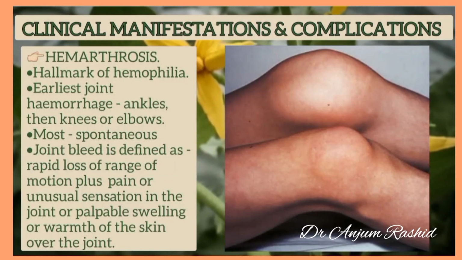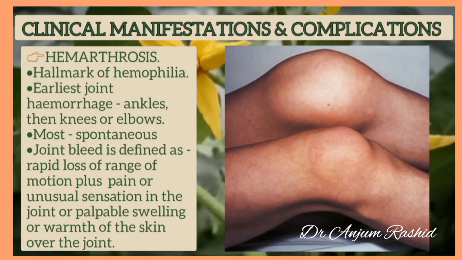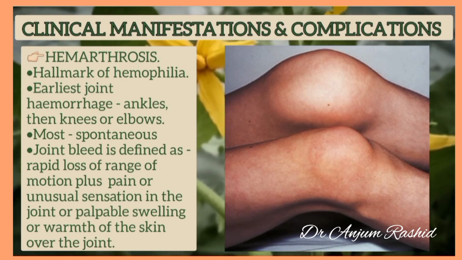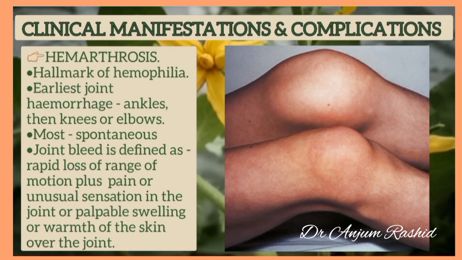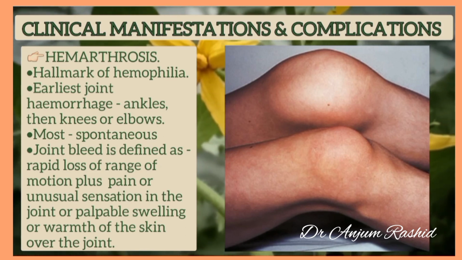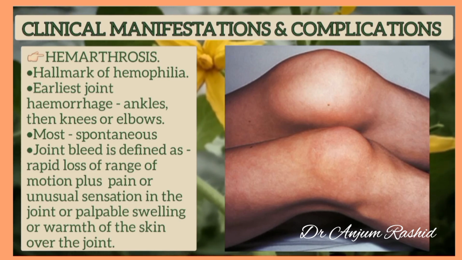Next important complication is hemarthrosis, that is bleeding into the joints. It is the hallmark of hemophilia. Earliest joint hemorrhage occurs in ankles, but knees or elbows can be affected. Now, hemorrhage into the joint is usually spontaneous, but it can result from trauma. Joint bleed is defined as rapid loss of range of motion plus pain or unusual sensation in the joint, or palpable swelling or warmth of the skin over the joint.